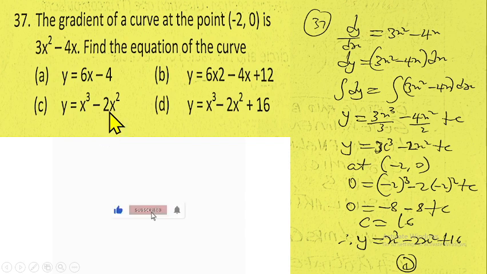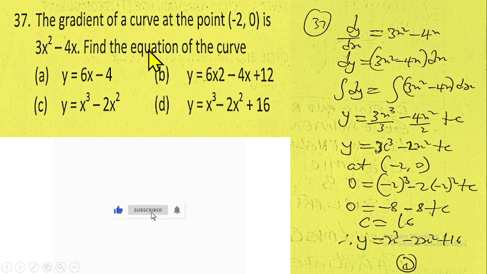Question number 37 is from application of integration as well. You are told that the gradient of a curve at this point is 3x squared minus 4x. You have to find the equation of the curve. It really means that there's an equation whose gradient they found, and the gradient gave us 3x squared minus 4x. So we don't know the equation. They want us to find the equation back.